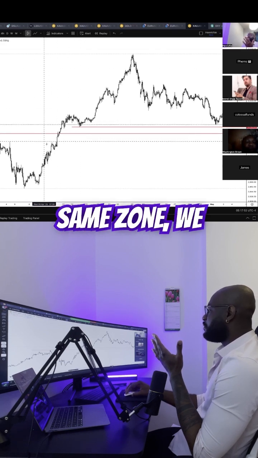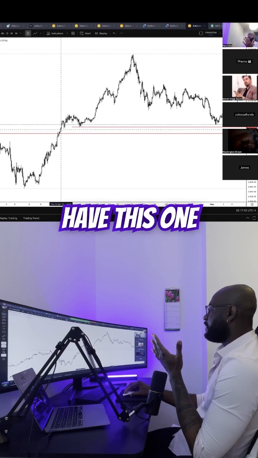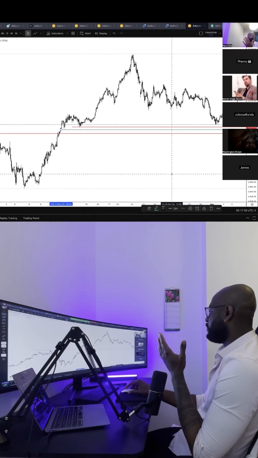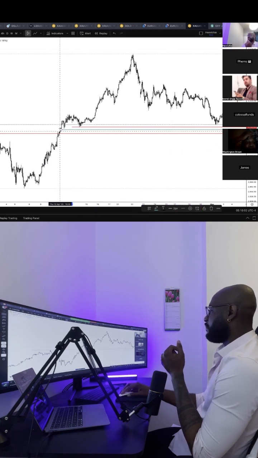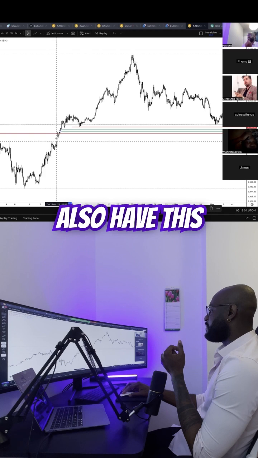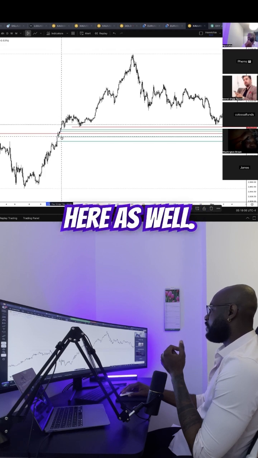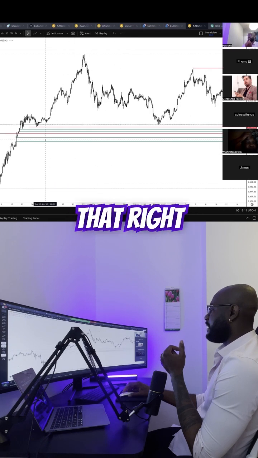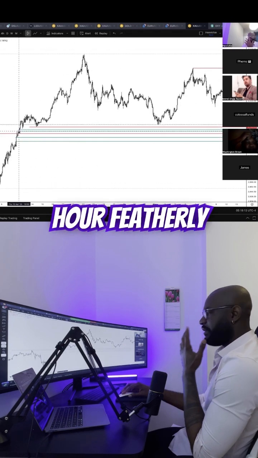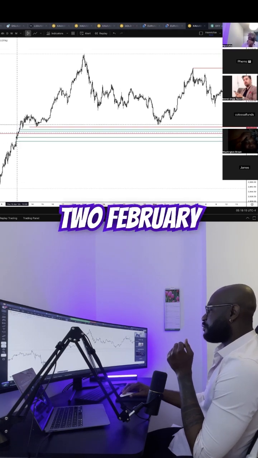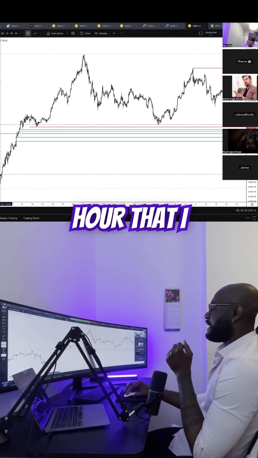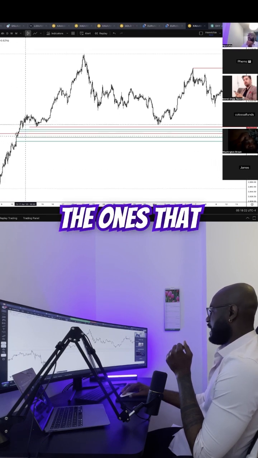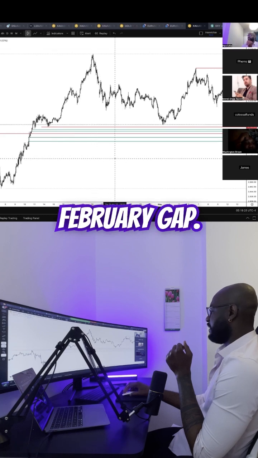And within this same zone, we have this 1-hour fair value gap. I'll make it a different color. I'll make it green. And then we'll also have this 1-hour fair value gap here as well. You can see that right there, 1-hour fair value gap and 1-hour fair value gap. Now, after these two fair value gaps, the only other fair value gaps on 1 hour that I see are down here, and I don't need those ones. I'm only interested in the ones that are very close to the weekly fair value gap.